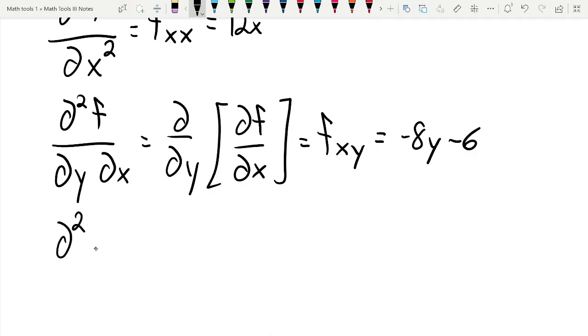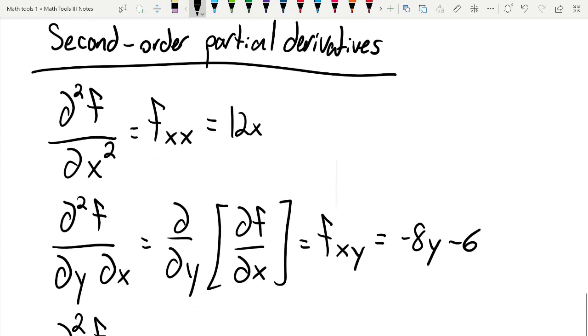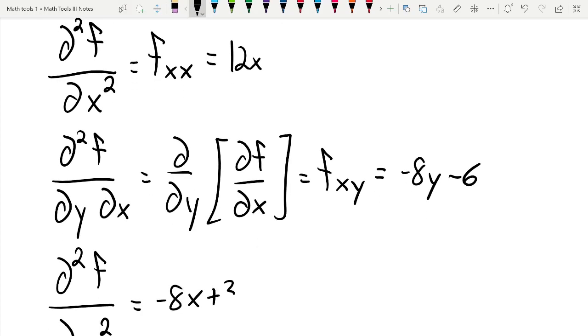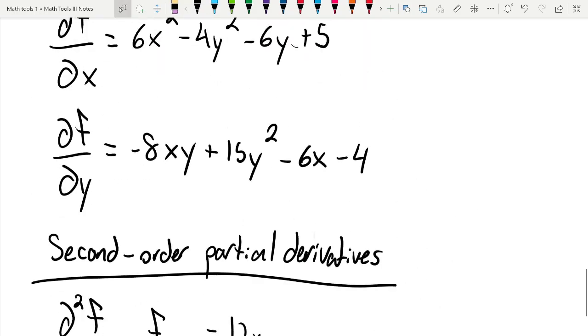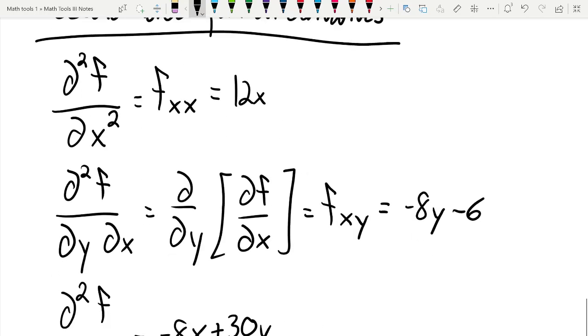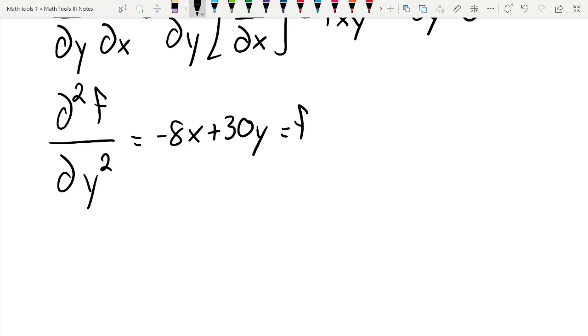All right, so now let's look at the y term, the y partial derivative. So first we'll just take that one and we'll differentiate with respect to y again. Okay. So here we'll get negative 8x, okay, plus 30y, taking the derivative of this one, and then the rest is going to be 0. Okay, this one will be written as fyy.